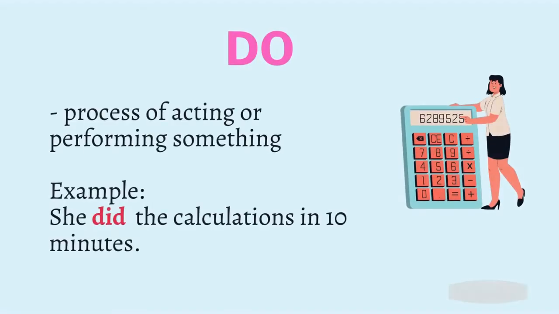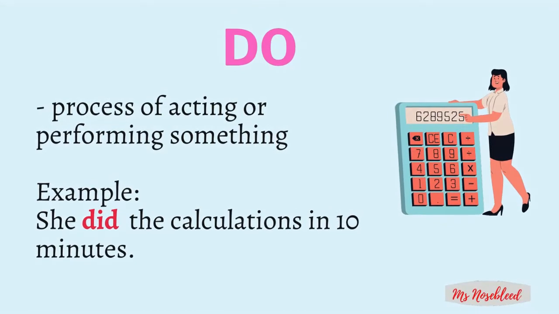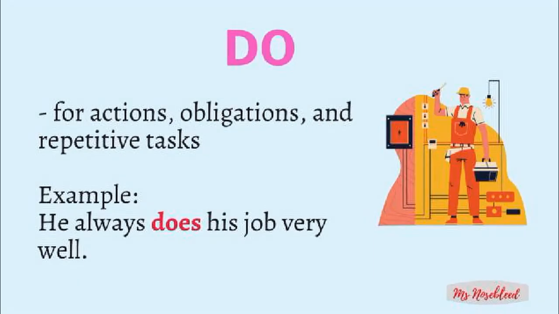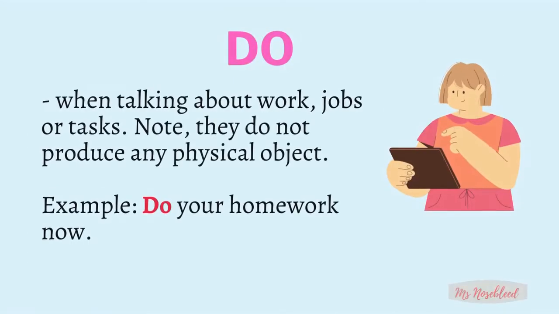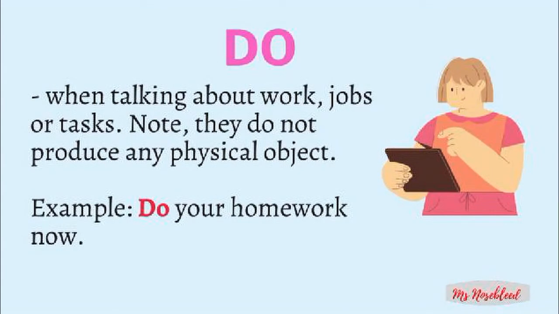To start off, you use do when you're talking about a process of acting or performing something. For example, she did the calculations in 10 minutes. Next, you use do for actions, obligations, and repetitive tasks. For example, he always does his job very well. Another way to use do is when you're talking about work, jobs, or tasks. Note, they do not produce any physical object. For example, do your homework now.